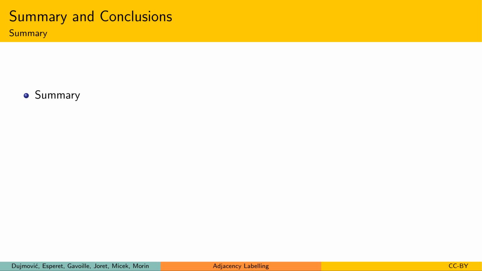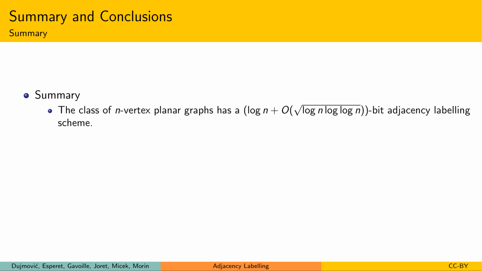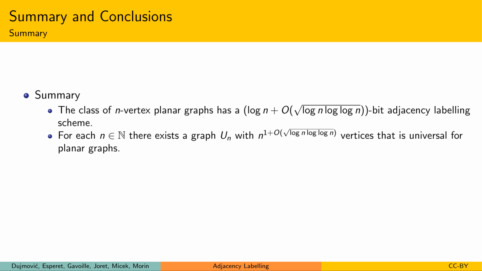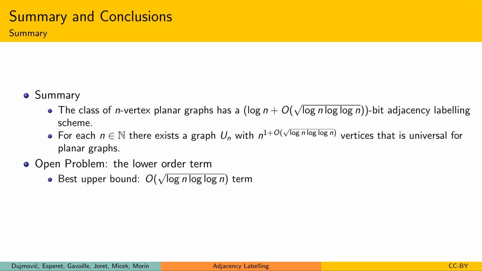This concludes our brief overview of the area and the new result. An obvious open problem left by this work is to determine the second order term. The current upper bound is O of square root log n log log n, while the only known lower bound is omega 1.